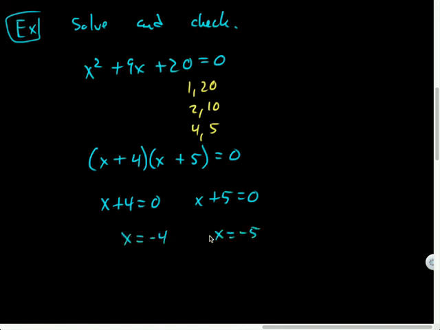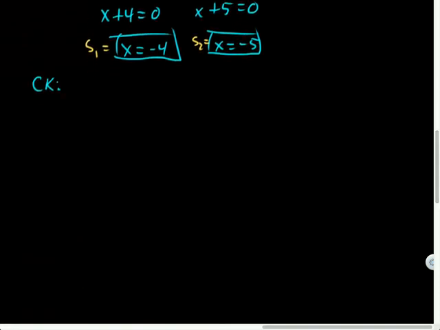All I really wanted to get to here was the answers. So those were my roots, or my x-intercepts, or my zeros. This one is my S1, this one's my S2, right? Now, let's check using our sum and product of roots formulas. So let's add these together. S1 plus S2. Negative 4 plus negative 5 is negative 9. And S1 plus S2 is the same as?